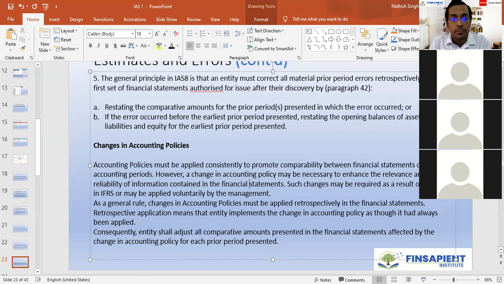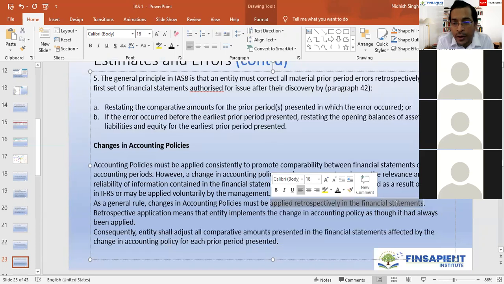Changes in accounting policy. So it's a summary. A change in accounting policy may be necessary to enhance the relevance and reliability of information. Again, a matter of voluntary change. The management may believe that henceforth the change in accounting policy is required in the interest of accuracy. Such changes are voluntary, and this needs to apply retrospectively, as we discussed here. Apply retrospectively in the financial statement.